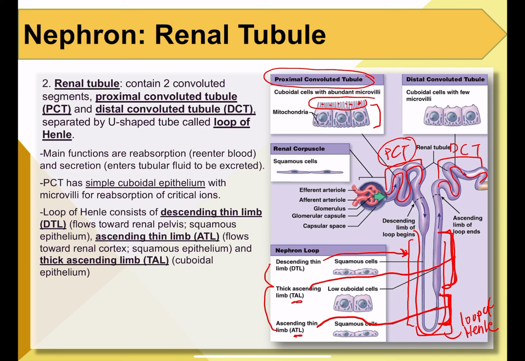It's easiest that way, because urine always goes downwards from the PCT into the loop of Henle through the descending thin limb, and then it'll come up through the ascending thin limb and then the ascending thick limb, and then goes back into the DCT. Now, when you get to the thick ascending limb, it's actually made up of cuboidal cells again.